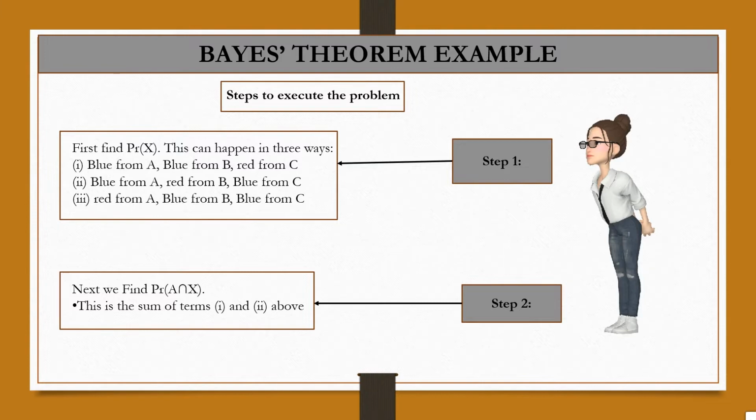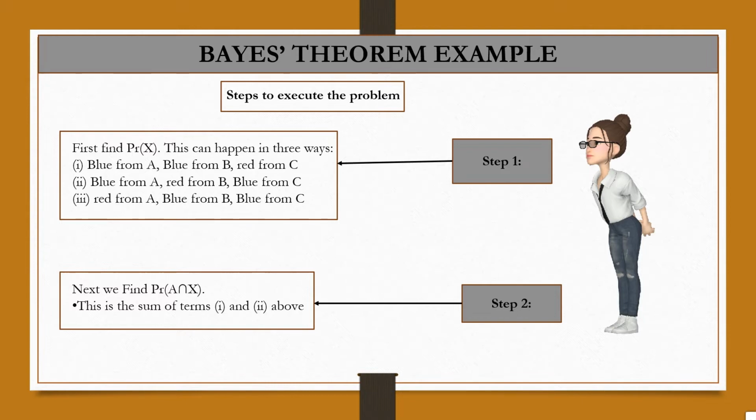This you can do in three ways. First, find the probability of X. X basically represents the event of picking exactly two blue balls. So these are the three ways in which it is possible. You'll pick one blue ball from bowl A and one from bowl B. In the second case, you can pick one from A and another blue ball from C. In the third case, you can pick a blue ball from B and a blue ball from C. These are the three ways in which it is possible.